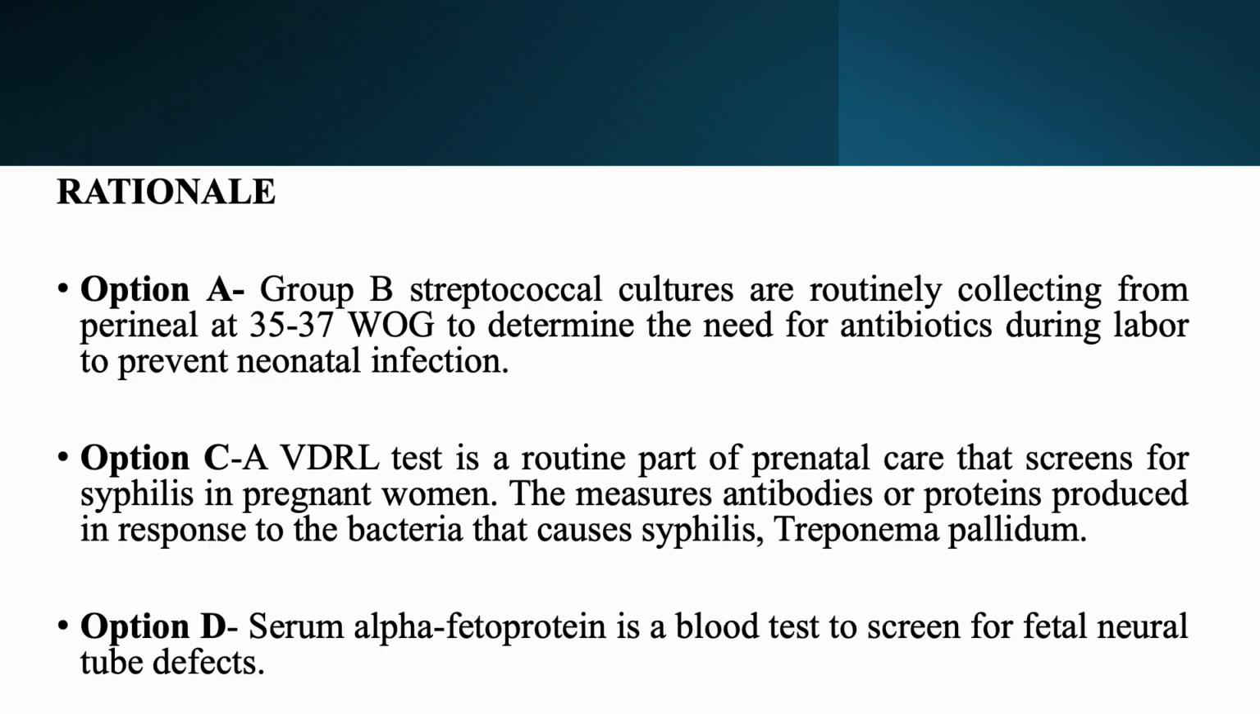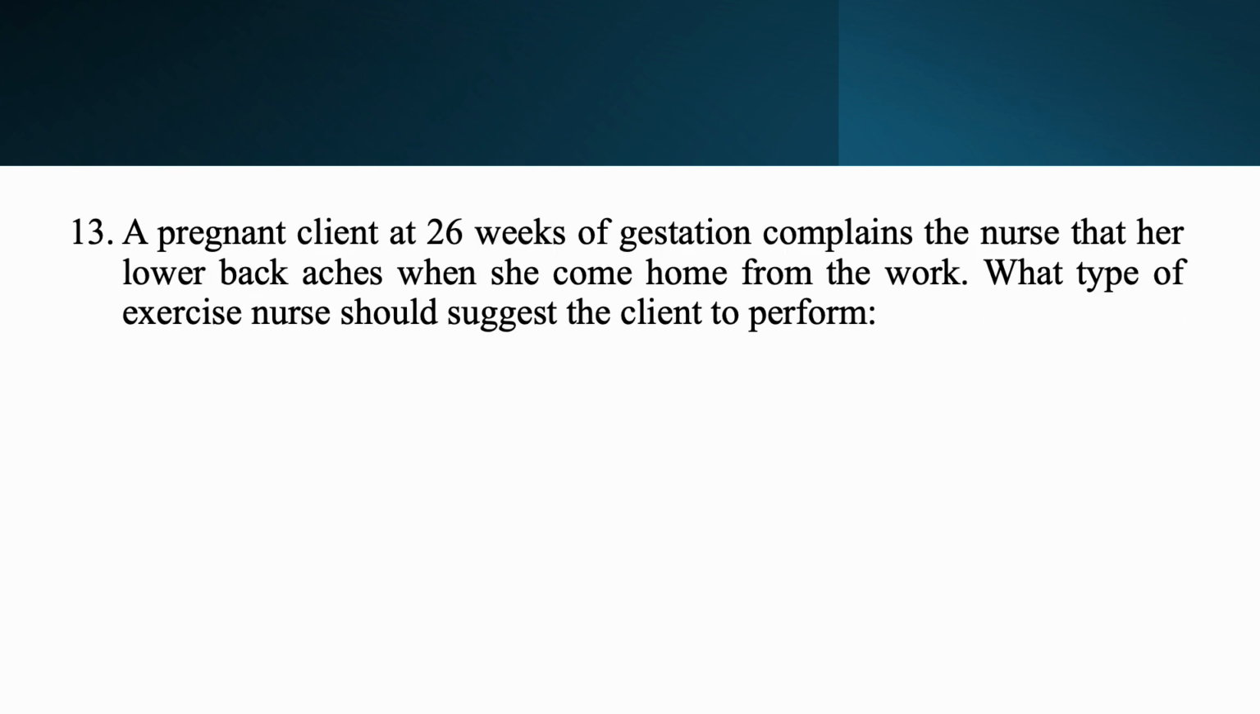Option A is incorrect. Group B streptococcal cultures are routinely collected from the perineum at 35 to 37 weeks of gestation to determine the need for antibiotics during labor to prevent neonatal infection. Option C is incorrect. A VDRL test is a routine part of prenatal care that screens for syphilis in pregnant women. It measures antibodies or proteins produced in response to the bacteria that causes syphilis, Treponema pallidum. Option D is incorrect. Serum alpha-fetoprotein is a blood test to screen for fetal neural tube defects.